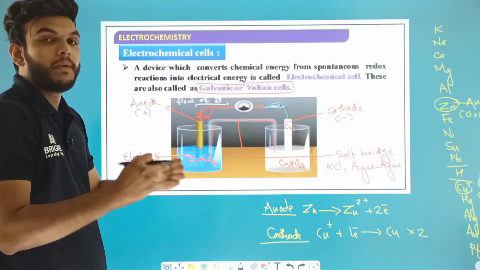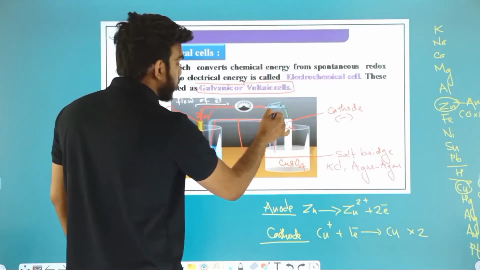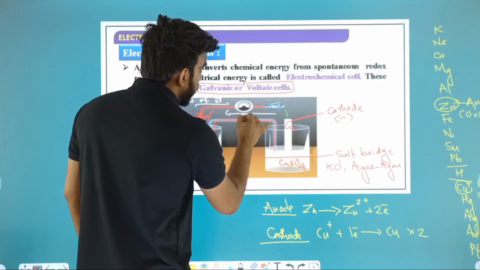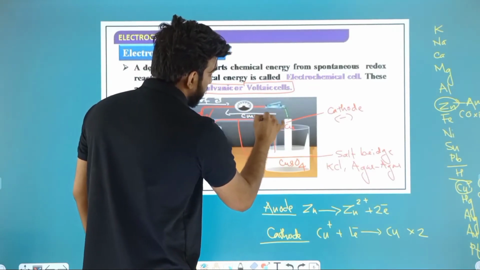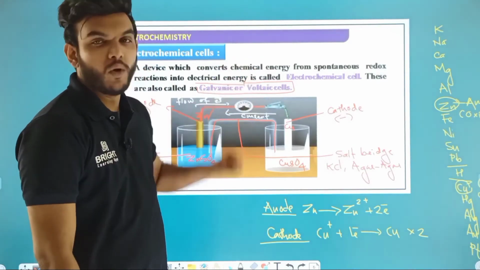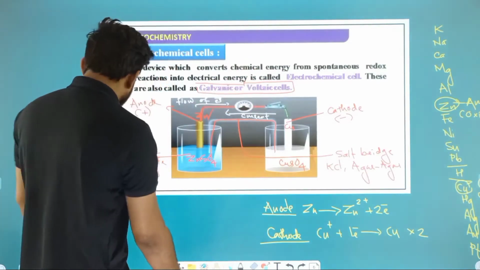Just opposite will be the flow of current. So from cathode to anode, the flow of current will occur. This is the flow of current. This much concept you have to know from the galvanic cell or voltaic cell. So I will show you this concept once again.